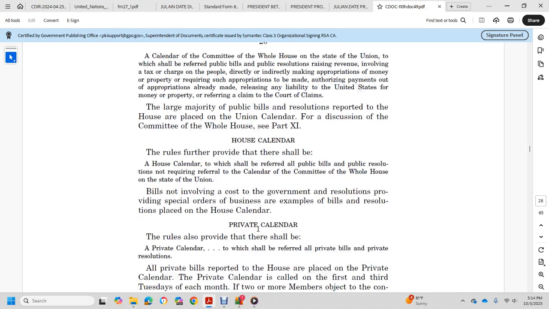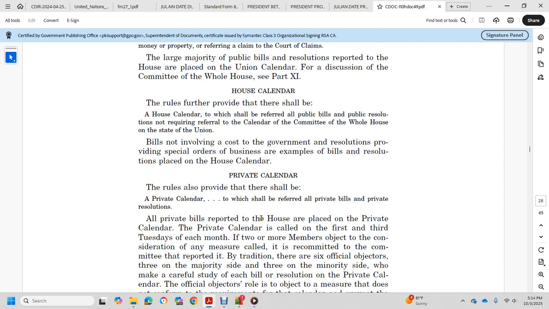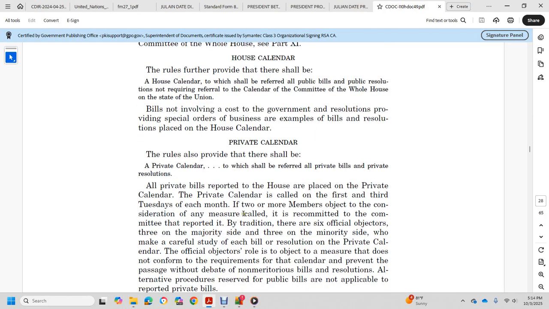Private calendar. The rules provide that private bills reported by the House are placed on the private calendar, which is called on the first and third Tuesdays of each month. If two or more members object to consideration, the measure is recommitted to the committee. Bills reported by the committee are carefully studied by 6 official objectors, 3 from the majority side and 3 from the minority side, who study each bill and resolution on the private calendar. The official objectors object to a measure if it does not conform with the requirements of the calendar, preventing the passage without debate of non-meritorious bills and resolutions.